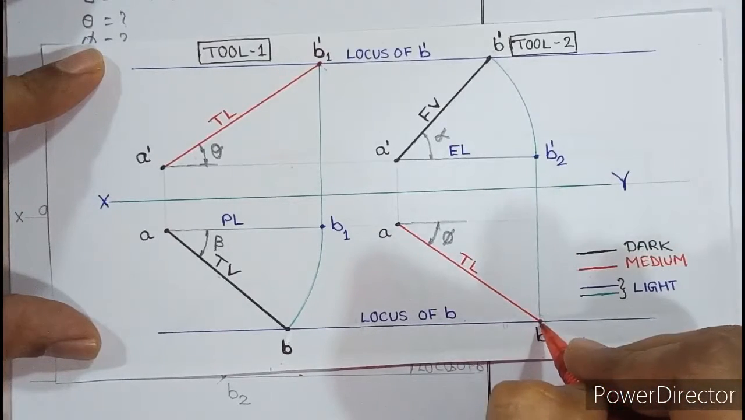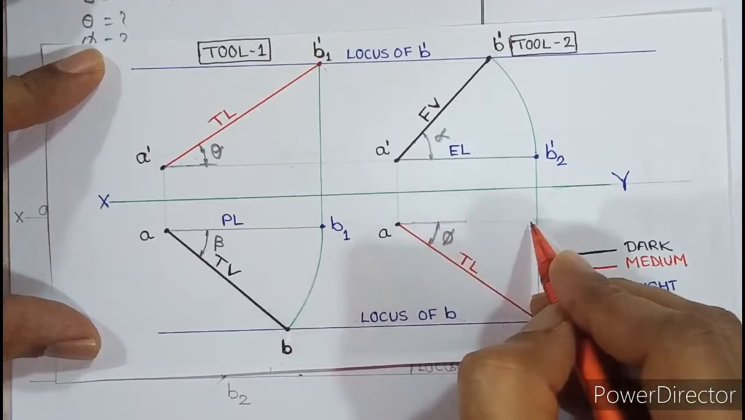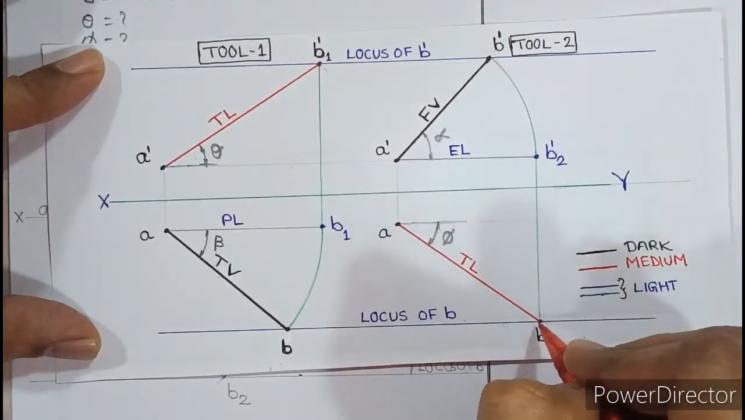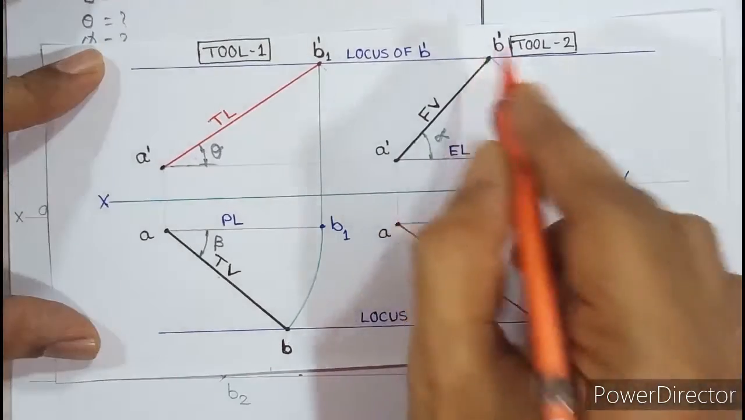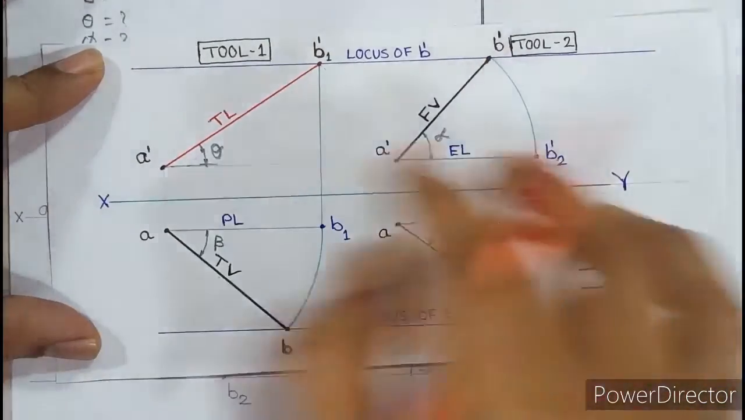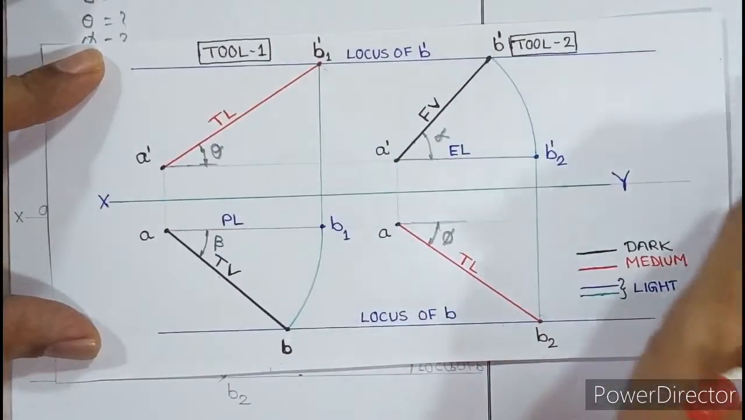By mistake, what students do is they project B2 only till A and then they rotate. So carefully observe the tool. You have to project B2 till the level of A dash, and then you rotate to cut the locus of B dash. So apply any one of the tools to get the final answer.